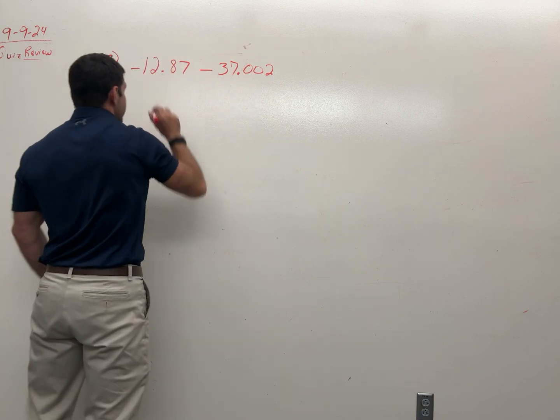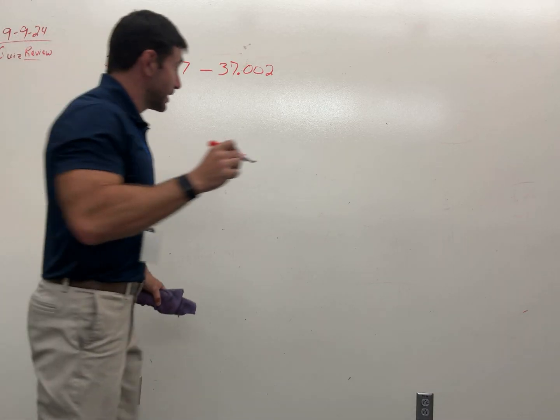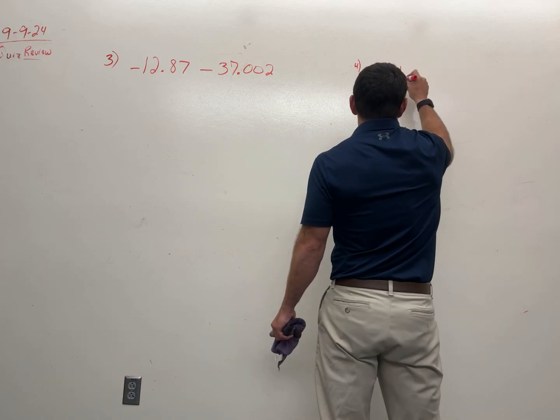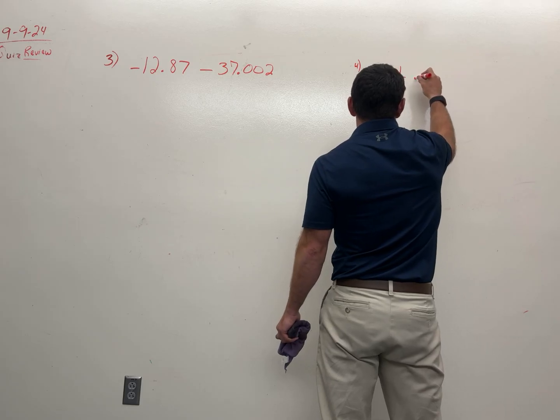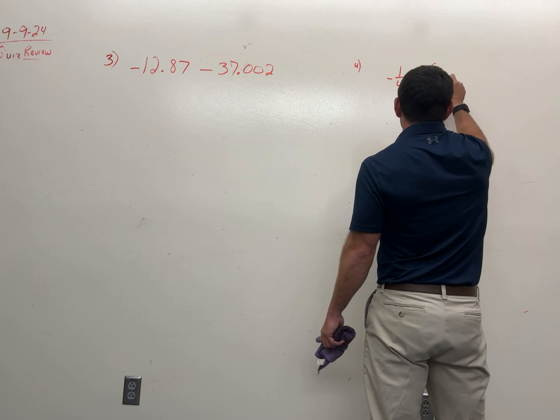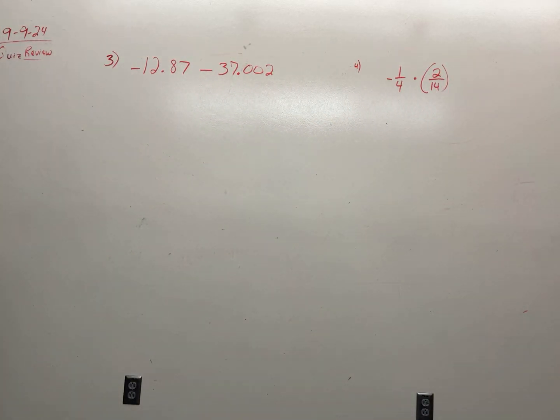So I have negative 12 and 87/100 minus 37 and 2/1000. And number 4, negative 1/4 multiplied by 2/14. Notice how I'm numbering them 3 and 4. This is going to be like your questions on the quiz.